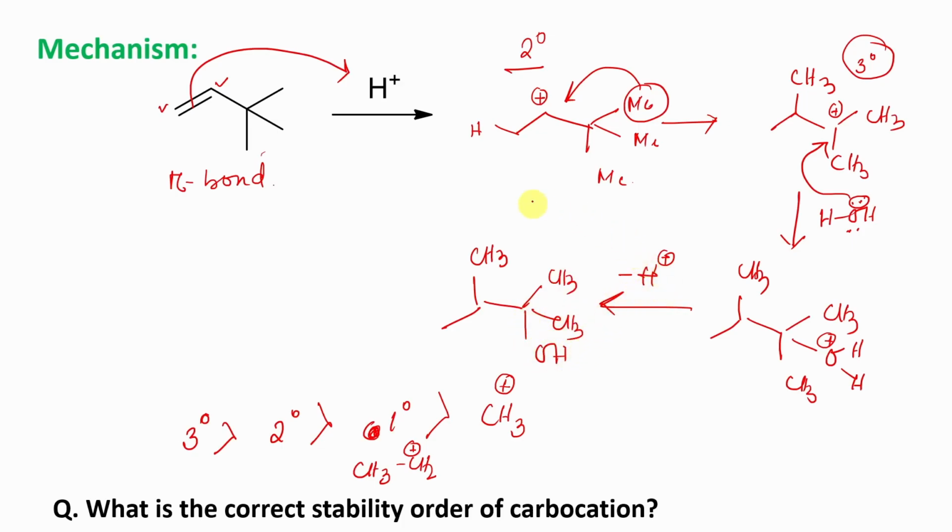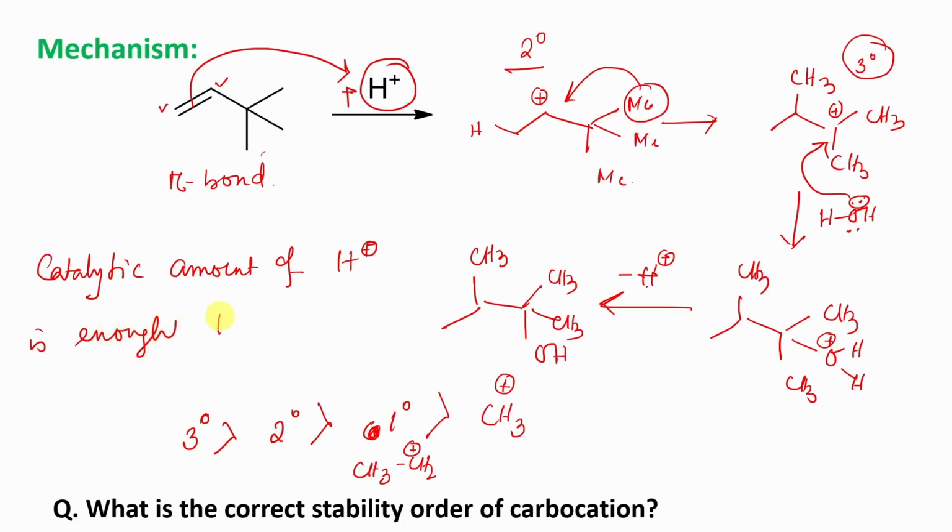By the way, if you look at it a little closely, here H plus is consumed, here H plus is produced, so I can conclude that a catalytic amount of H plus is enough here, and this is nothing but a water addition or hydration reaction. So the mechanism is actually a hydration reaction. In this way finally the water-added product will be produced.